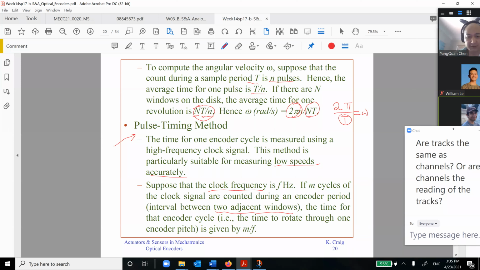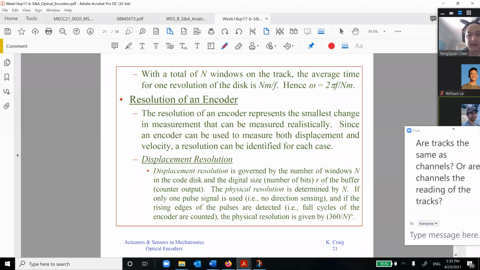So if I have n windows of the track, the average time for 1 revolution is n times the window time. Each window is m divided by f. So omega will be 2 pi f divided by nm. That's why if f is high, then the resolution is high. So you can do better.